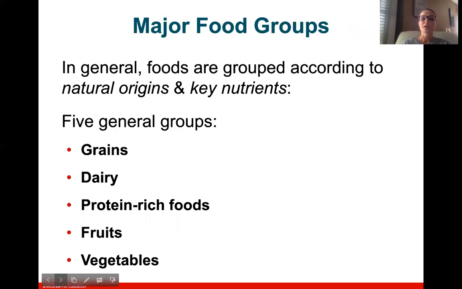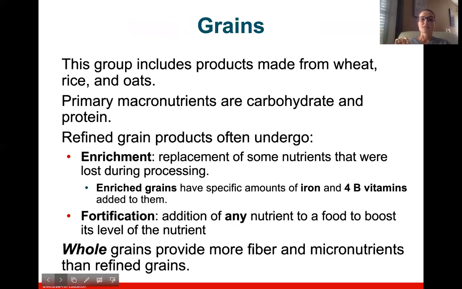All right, so let's talk a little bit about food groups here. So most of you are familiar with the major food groups, and in general, there's 5 groups: grains, dairy, protein foods, fruits, and vegetables. And so in our grain products, this is going to be things like bread, rice, pasta, cereal, oats. They are mostly made up of carbohydrates and protein. Generally speaking, grains are low in fat unless they are made with fat.